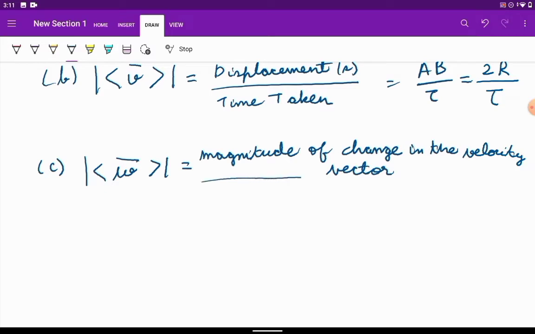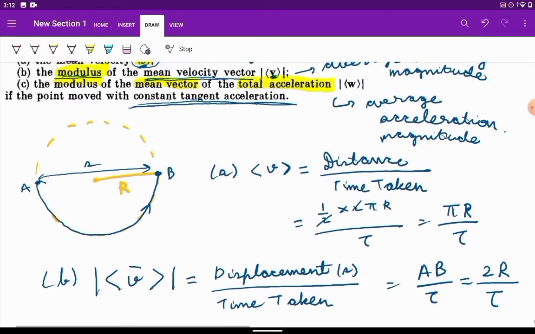So it's the magnitude of change in the velocity vector. It's basically the final velocity vector minus the initial velocity vector. That also will be a vector. So the magnitude of that, divided by the time taken, is basically your average acceleration magnitude.